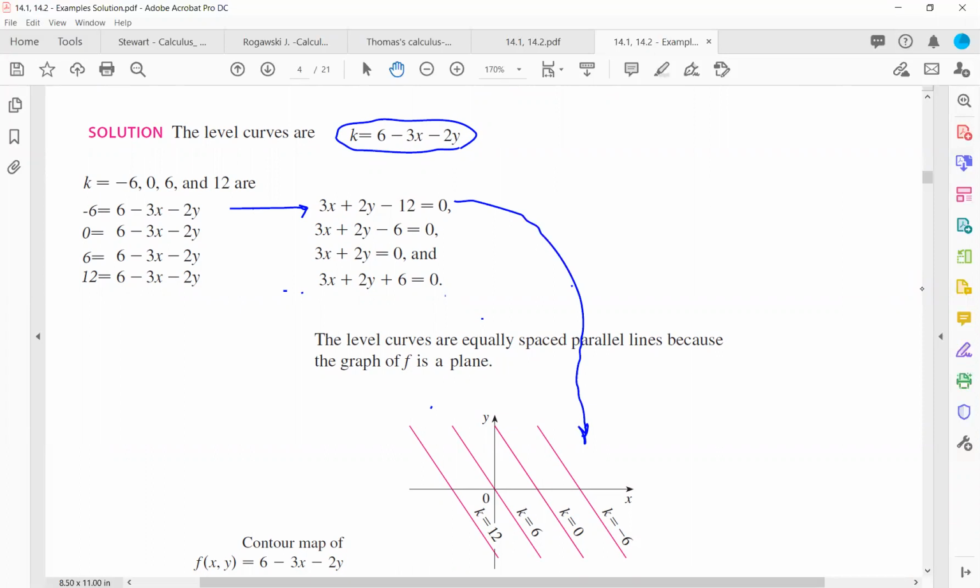When k is equal to 0, you get the second equation, 3x plus 2y minus 6 equals 0. The graph of the function is here. These two lines are parallel to each other. When k is equal to 6, here you have 3x plus 2y equals 0. Very well, another parallel line. And finally, when k is equal to 12, here you have the equation 3x plus 2y plus 6 equals 0. And finally, you have the last line. I encourage you to plug in other values for k and actually graph the rest of the lines to have more level curves for this function.